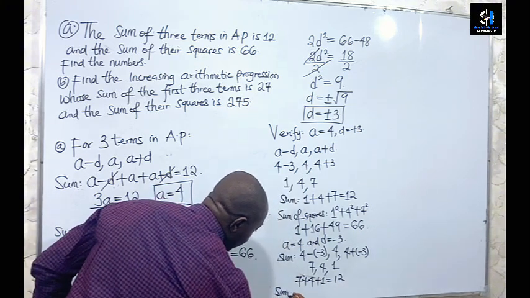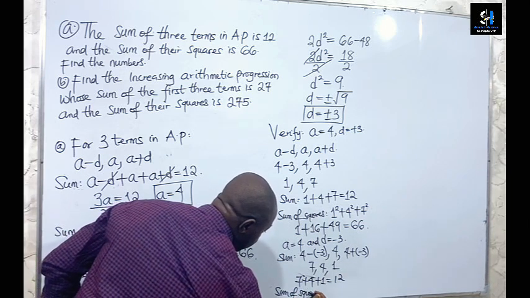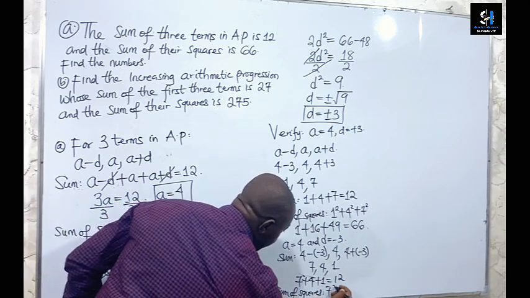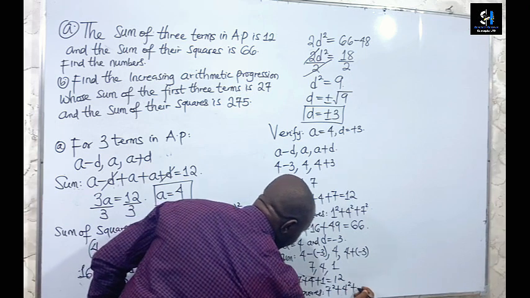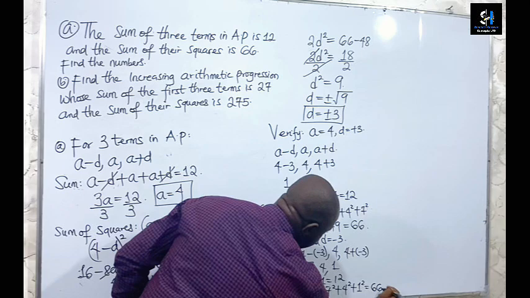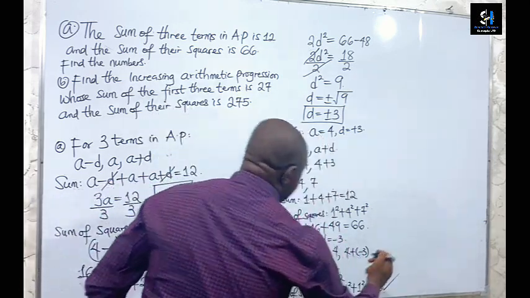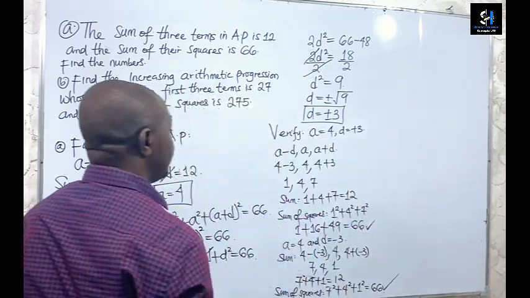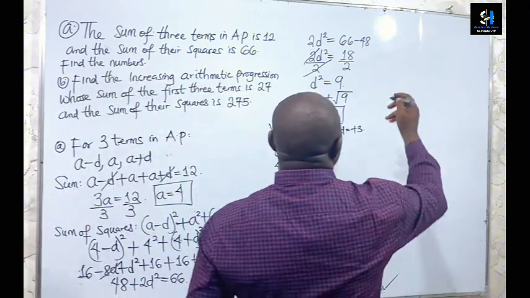Then also the sum of squares, which is 7 squared plus 4 squared plus 1 squared. Then this will be 66. So this is verified. This is also verified. All right, the second question.